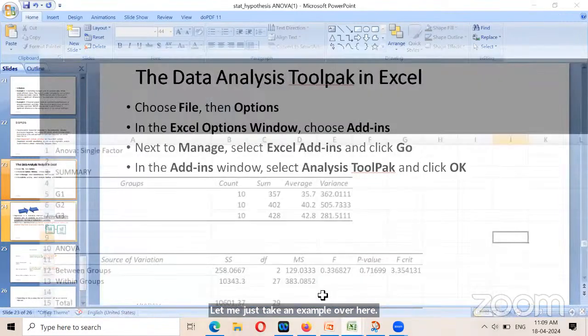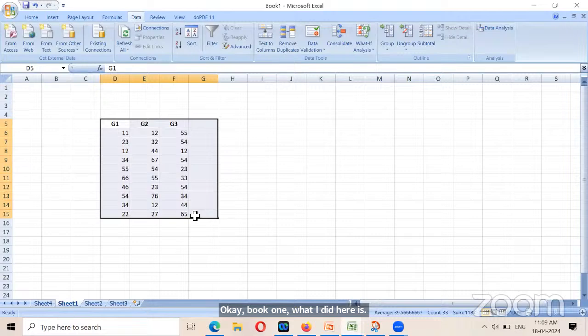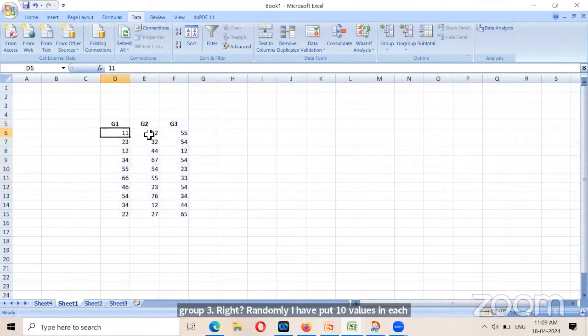In Book 1, I have simply taken group 1, group 2 and group 3. Randomly I have put 10 values in each group. Group 1 has 10 values, group 2 has 10 values, and group 3 has 10 values. I know these values are very small, but we'll just see how to apply ANOVA on these values. So we have 3 groups here.